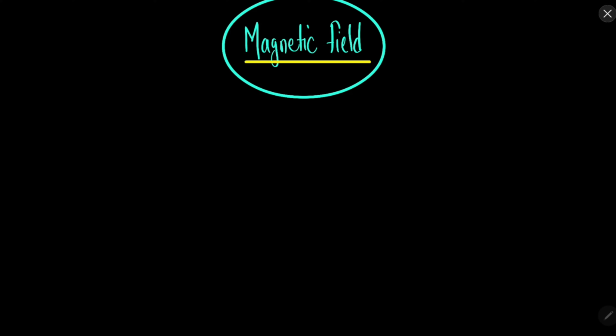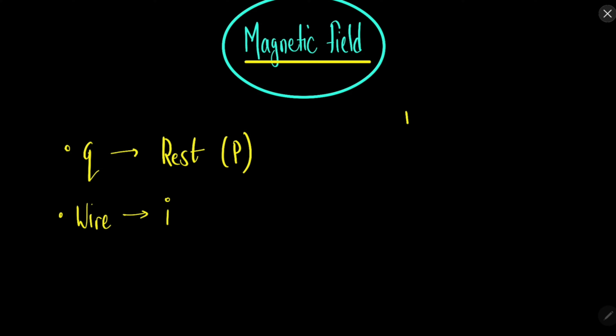What is the magnetic field and how does it operate? Let's say we have a charge which is at rest at a point P. Now let's say we have a wire having current I. So the situation is, there is a current I in the wire and there is a particle Q at position P which is at rest. Now it will experience no force. So this means that the electric force between these two things is almost negligible.